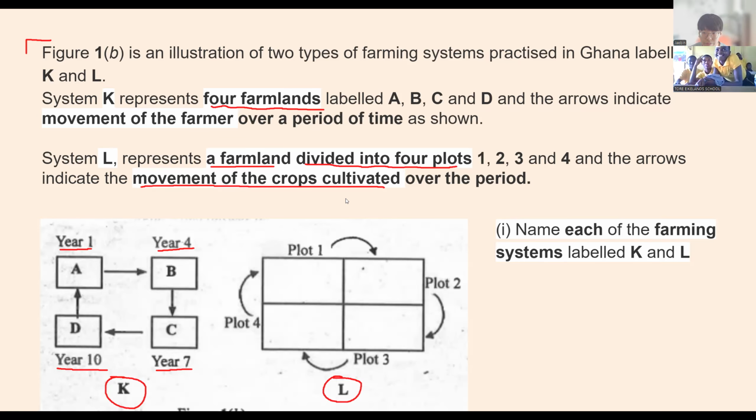K is crop rotation and L is... Yeah, K is crop rotation. L is land rotation.